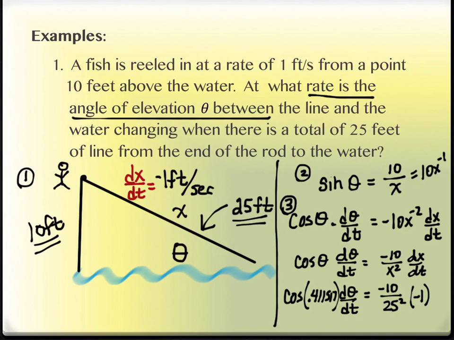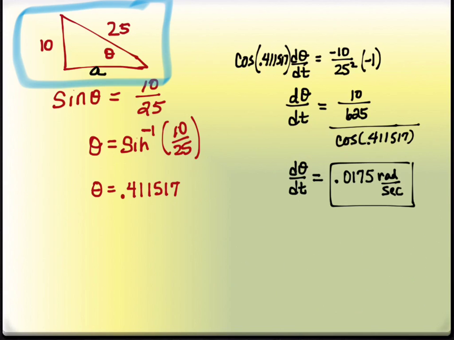So we can do that one of two ways. We can either find the angle theta, and that's what we actually did first. We said, okay, if we find the angle theta, we could just do the inverse sine of 10 over 25. We already have the relationship sine of theta equals 10 over 25, and so we did the inverse, and we found that theta is, approximately, with 6 decimal places anyway, 0.411517.